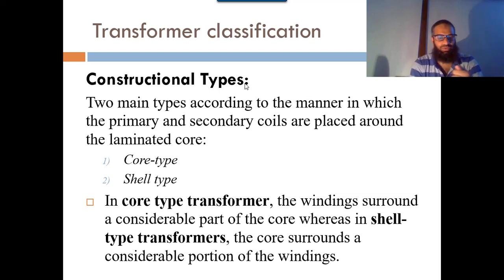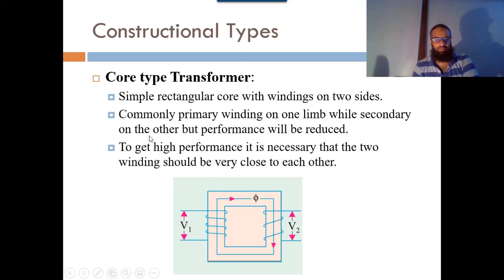In the core type transformer, we use a core, and above the core we will have the windings. So the winding usually surrounds the core. In this case, we can say that it is a core type transformer. In the shell type transformer, the windings are in the center, and the outside material is basically the core. So in the structure diagram, if you see this one, we have the core in the middle, and the winding is over the core. Then it is called a core type transformer.